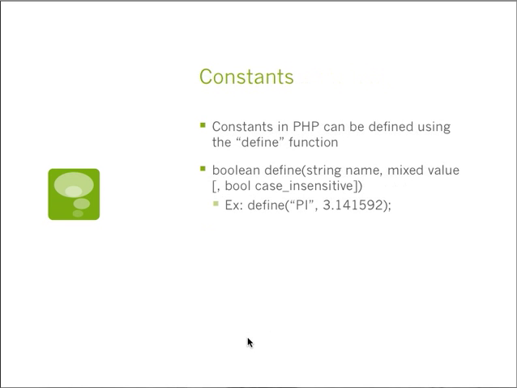Now, constants in PHP can be defined using the define function. This allows you to name some identifier as having some value. So for instance, I can define pi, the string pi, as 3.141592.